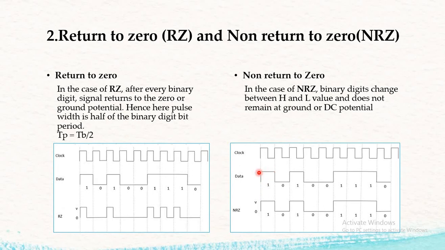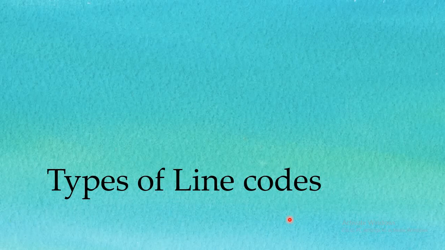For a complete value of 1, it is high throughout, there is no return of the signal, therefore it is called a non-return to 0. So 1 is represented by 1 only and 0 is 0. This type of representation is called a non-return to 0. Now the different types of line codes. Here we are going to discuss the actual types of line codes which we have.